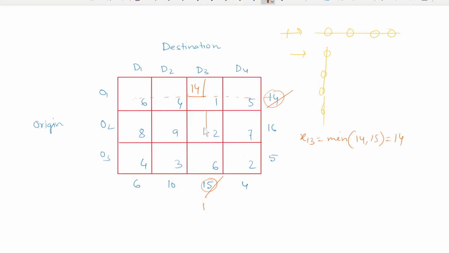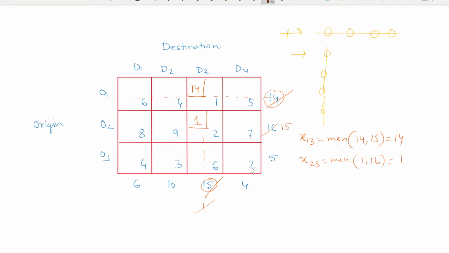Now we find the next minimum element from all the elements of the matrix, which is this 2 here. Therefore we allocate in this cell, the cell number x23, which is equal to the minimum of 1 and 16, which is equal to 1. So we allocate 1 here, and the demand for destination D3 is now exhausted, and the availability from origin O2 is remaining 15 units.